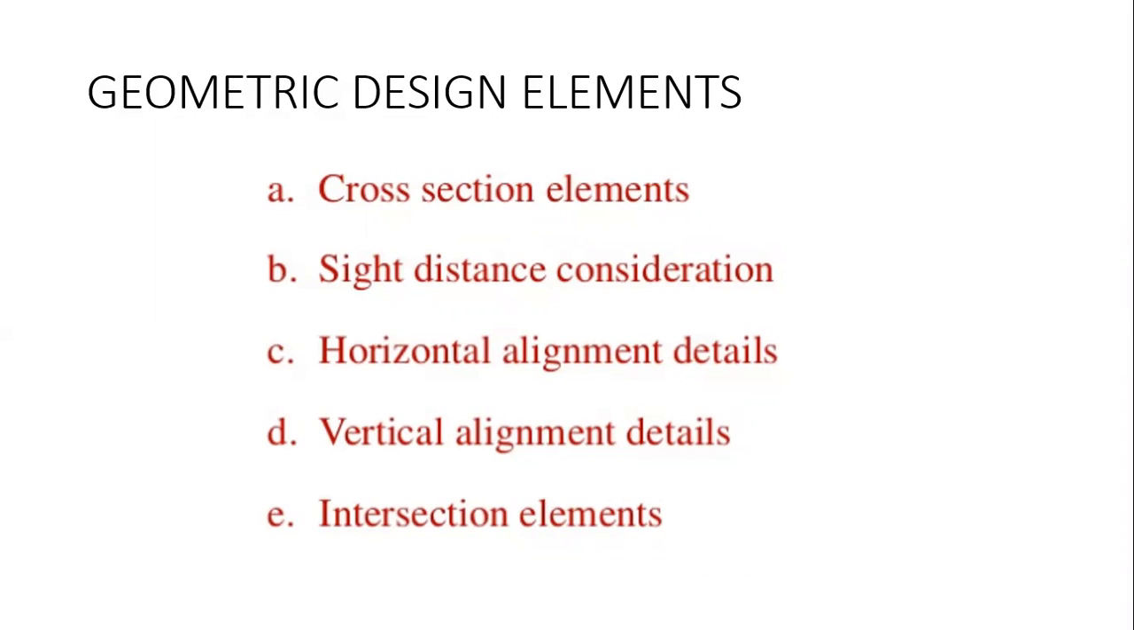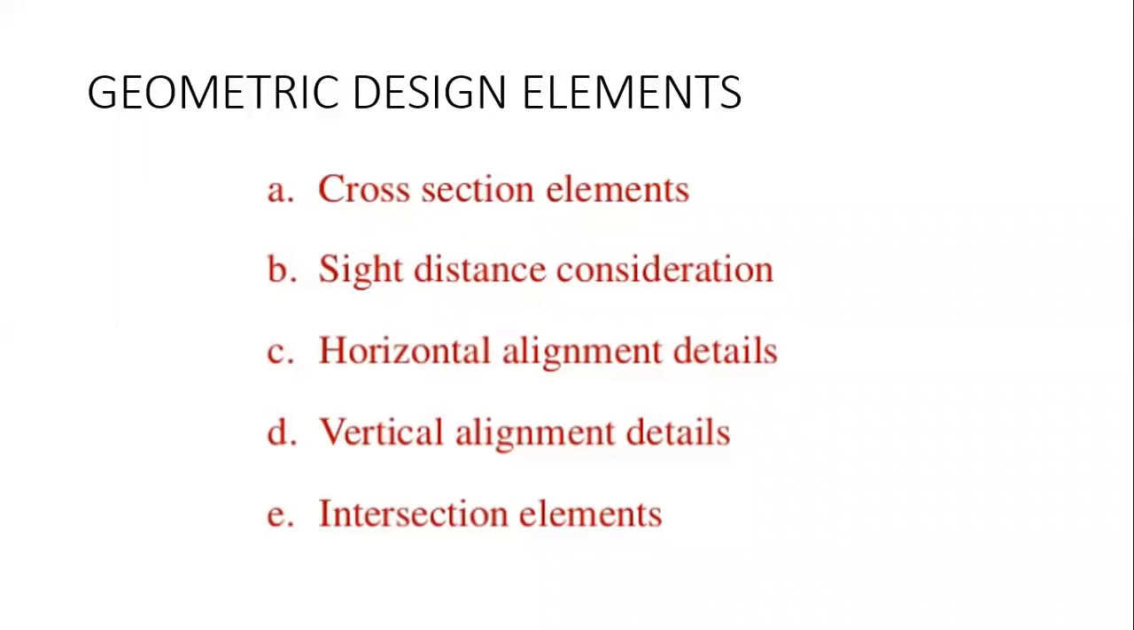In the cross-sectional elements, you would have studied a lot of features which are visible to the driver on the road, right? That was like a shoulder, then you had median, curbs, so many more features, right? All those things we saw in the last class. That was completely a set of cross-sectional elements of the highway.